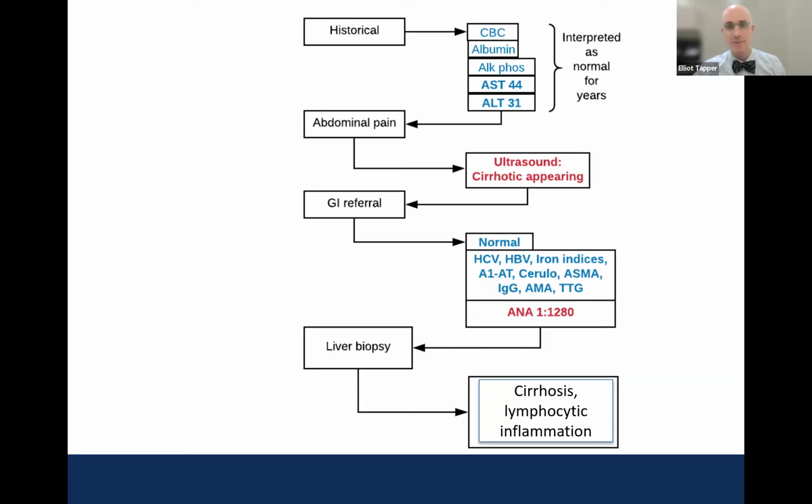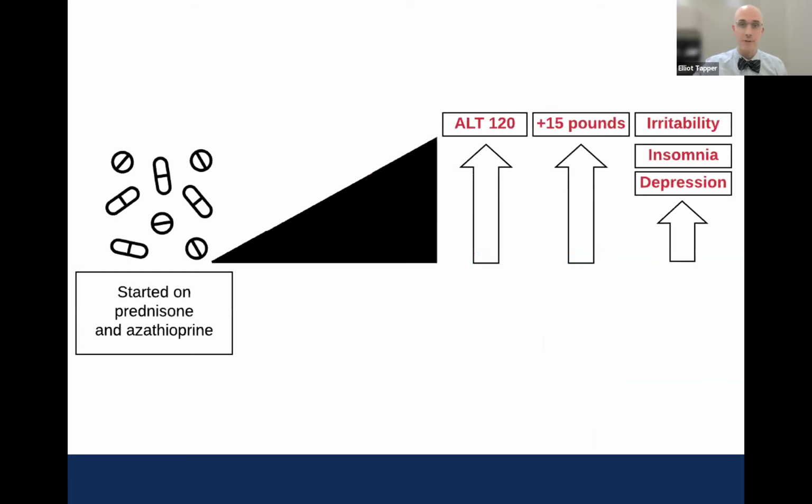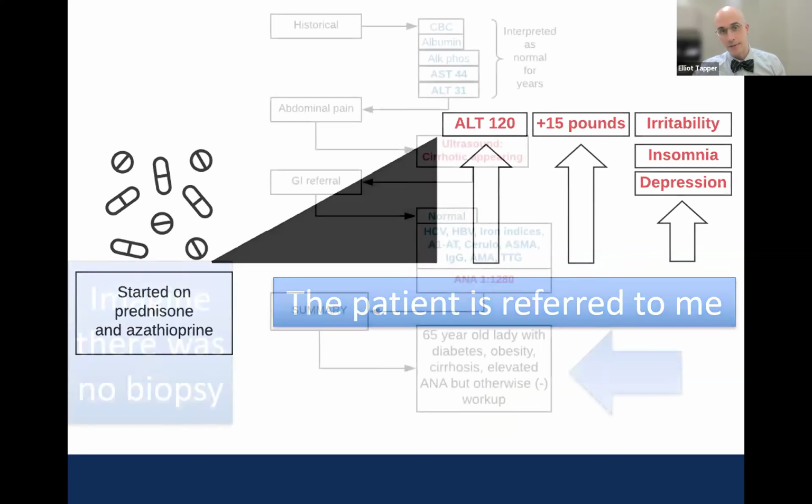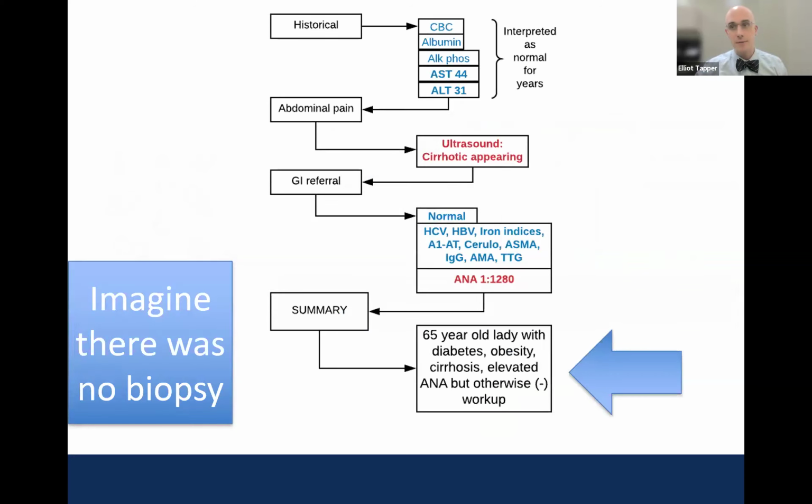She got a liver biopsy, and the biopsy is read locally as cirrhosis with lymphocytic inflammation. She started on good treatment for autoimmune hepatitis, prednisone, azathioprine, but unfortunately her liver enzymes go up. She gained a bunch of weight with the prednisone. She becomes increasingly irritable, can't sleep, she's depressed, and she's requesting a second opinion. So imagine, if you will, as I see her in the second opinion setting, that there was no biopsy.